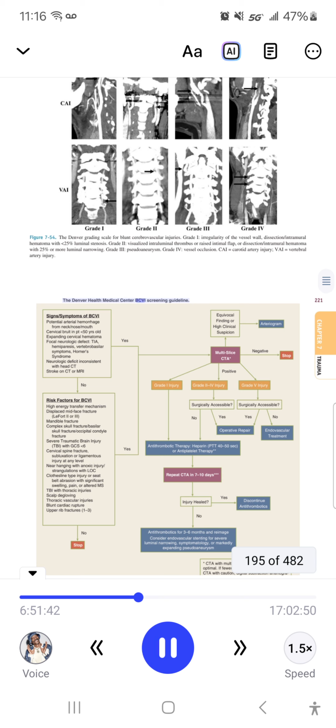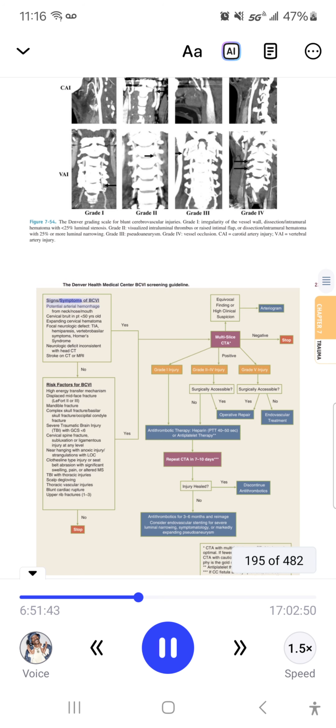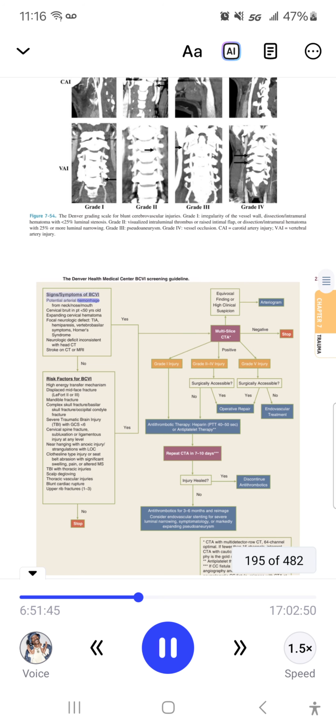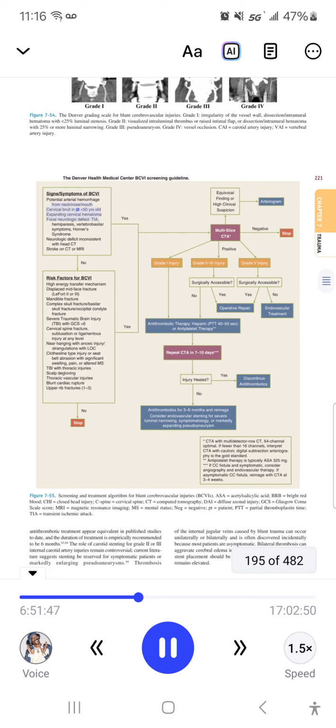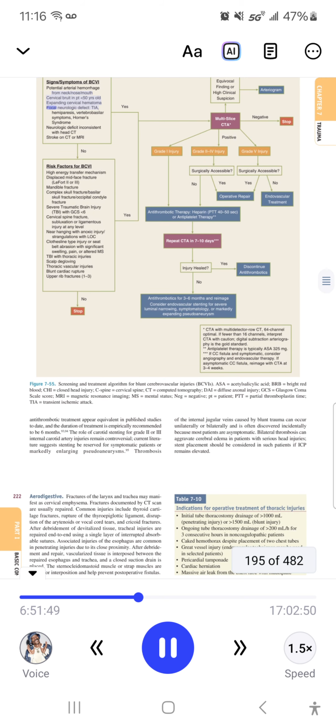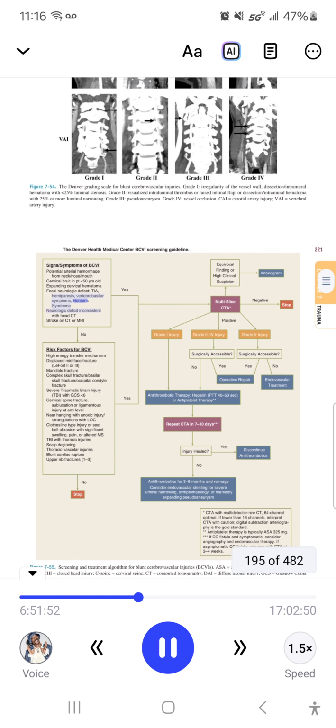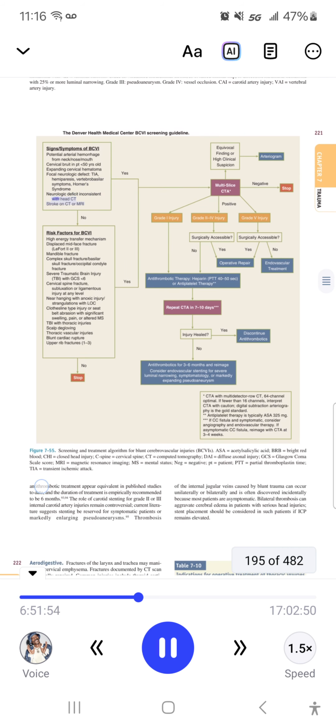Denver Health Medical Center BCVI screening guideline. Signs/symptoms of BCVI: potential arterial hemorrhage from neck/nose/mouth, cervical bruit in patients under 50 years old, expanding cervical hematoma, focal neurologic deficit, TIA, hemiparesis, vertebrobasilar symptoms, Horner syndrome, neurologic deficit inconsistent with head CT.